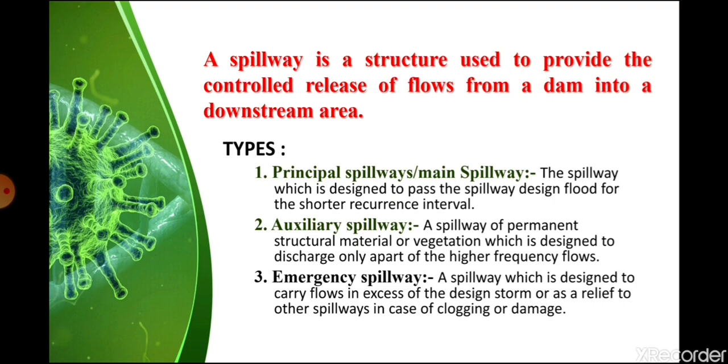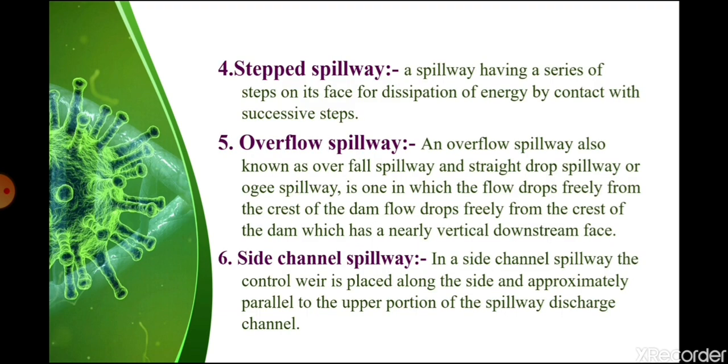Now coming to the emergency spillway, as the name indicates, it is used for emergency purposes. It is designed to carry flow in excess of the design storm. It acts like a relief valve. When the main spillway, or say the auxiliary or principal spillway, is choked or damaged, you may use the emergency spillway to pass the flood into the downstream area.